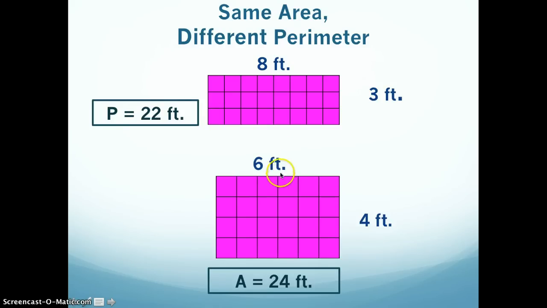For the bottom rectangle, we would add 6 across plus 4 down plus 6 across plus 4 up for 20 feet. The area, the inside squares, are the same, but the outside distances are different, the perimeter.